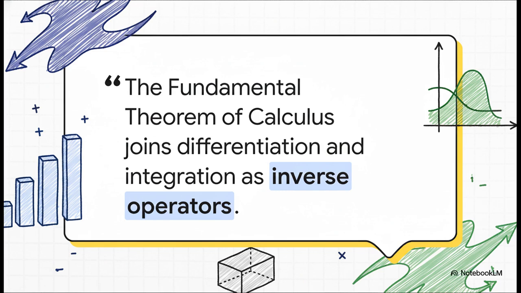It says that the super tedious process of adding up infinite rectangles to find an area is the exact same thing as finding the antiderivative, the reverse of a rate of change. Accumulation and rate of change are perfect inverses, just like addition and subtraction. This one idea is what unlocked modern physics and engineering.